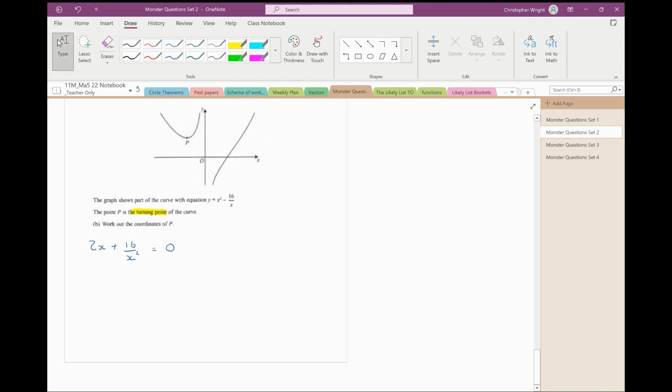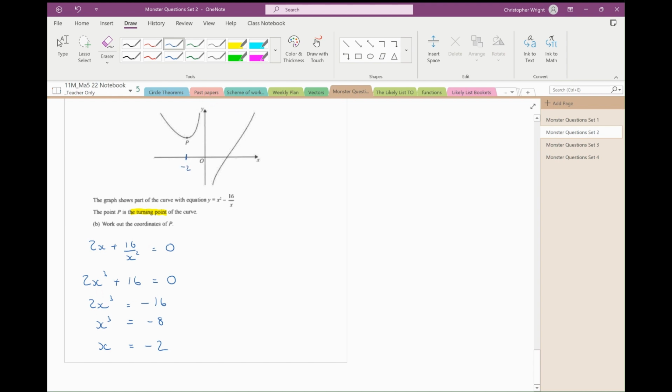So if I solve this equation, multiply everything by x squared, if I solve this equation, then I will find the x coordinate that gives me that gradient of 0. So dividing both sides by 2, if x cubed is minus 8, then x must be minus 2. So the x coordinate here at P is minus 2.